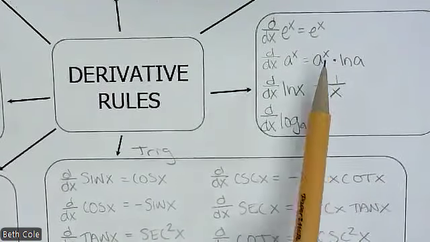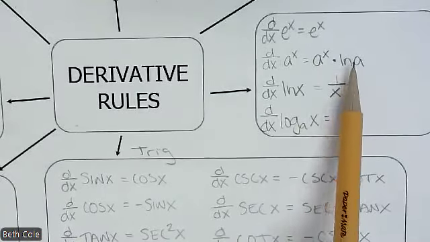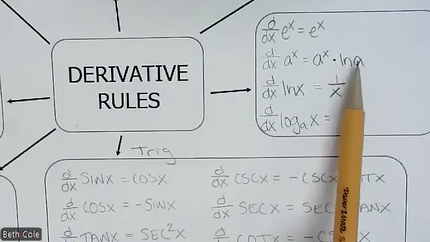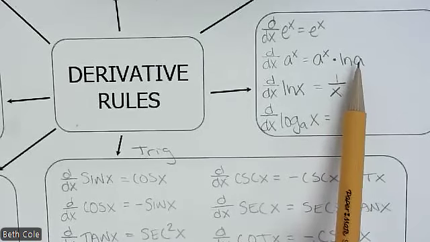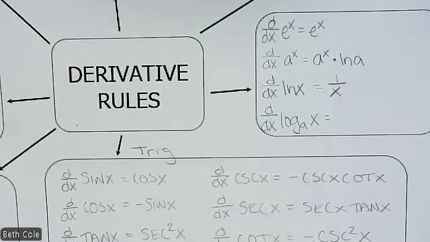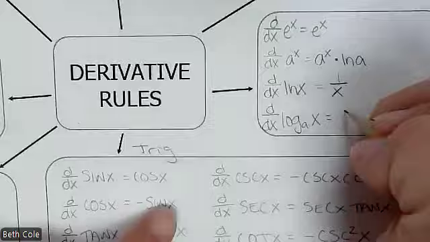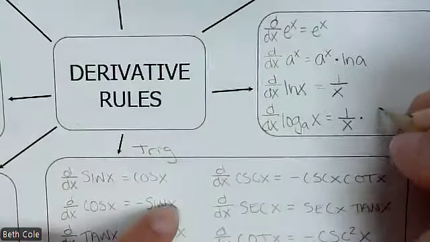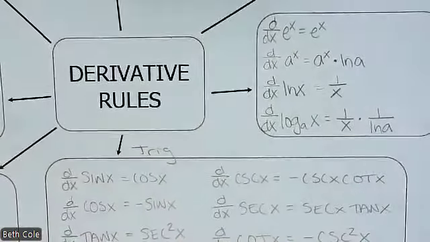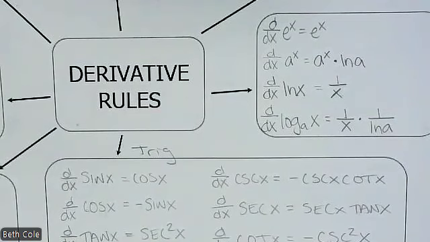It's the same thing we did with the exponential, except instead of multiplying on ln of a, you multiply on 1 over ln of a. So it's still going to be 1 over x, but then you multiply that on. Again, that's not difficult, but it's one more thing to remember.